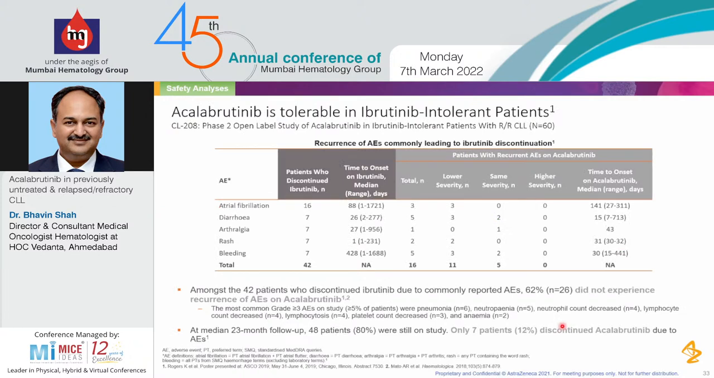Now, this is another very important study, the CL-208, a phase 2 open-label study of acalabrutinib in ibrutinib-intolerant patients with relapsed refractory CLL. So in patients who are ibrutinib intolerant, when we cannot use it further, the patient was shifted to acalabrutinib. Among 42 patients who discontinued ibrutinib due to commonly reported adverse events, 62% of those treated with acalabrutinib did not experience any recurrence of the adverse event. At the end of 2 years of follow-up, 48 patients, that is 80%, were still on the study. Only 7 patients, that is 12%, discontinued acalabrutinib due to adverse events.